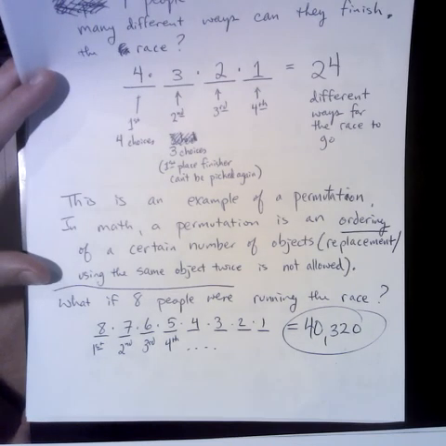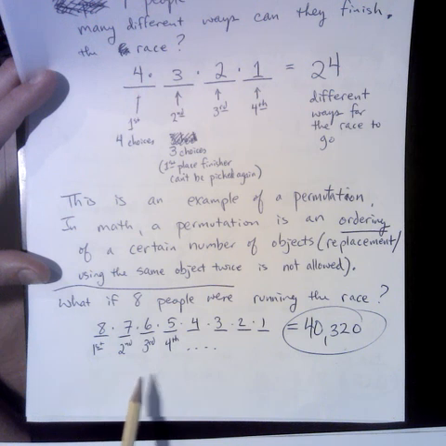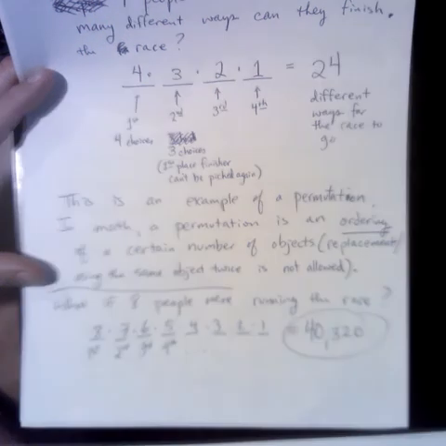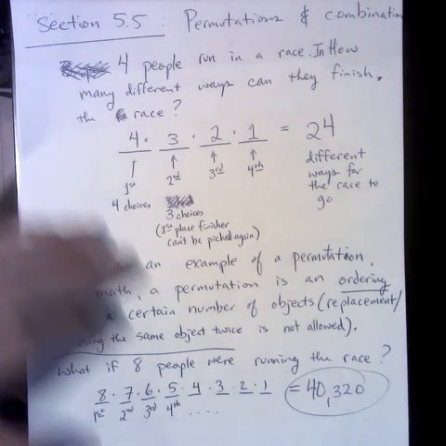You can kind of see what's happening here. If there were 10 people running, then we'd have 10 times 9 times 8 times 7 times 6 on down to 1. If there were 20 people running, we'd have 20 times 19 times 18 times 17, on and on and on. In general, there's a general principle going on here.